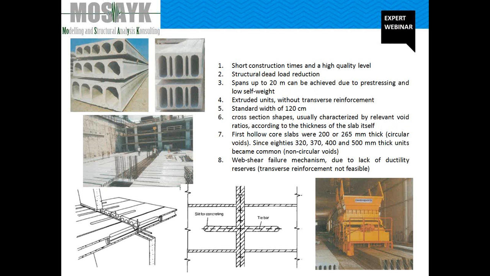Proper shear strength at the interface is required for the composite action. The horizontal and vertical shear strength of the joint between, let's say, adjacent hollow core units has to be high enough to transmit the forces due to the horizontal diaphragm action. Through the years, 200 and 265 mm thick units, characterized by cross-sections with circular voids, were replaced by deeper units, 320, 370, 400, 500, presenting cross-sections with non-circular voids.